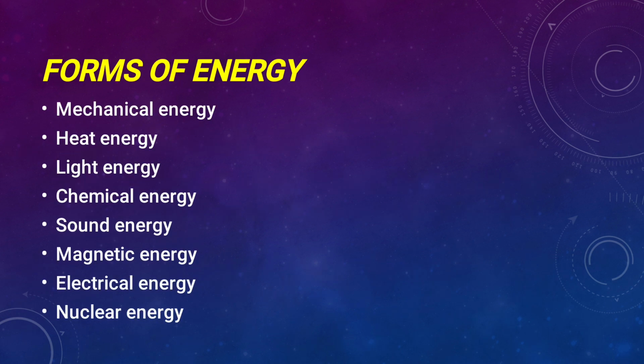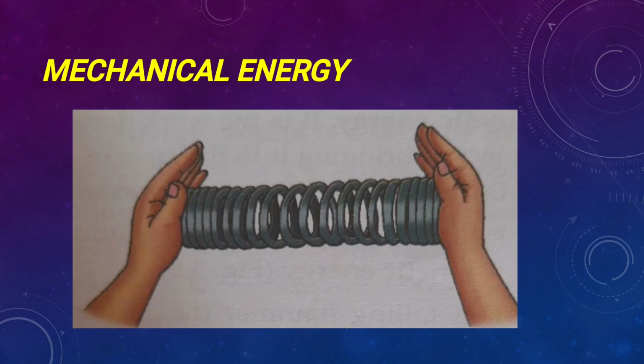Now, different forms of energy: mechanical energy, heat energy, light energy, chemical, sound, magnetic, electrical, and nuclear energy. Let's talk a little about mechanical energy. Just take an example of a spring. When you compress a spring, we store some energy in it, and as it is a spring, we call it mechanical energy. When we compress it, its size changes, so we call it configuration. Configuration means shape and size or dimensions, you can say.